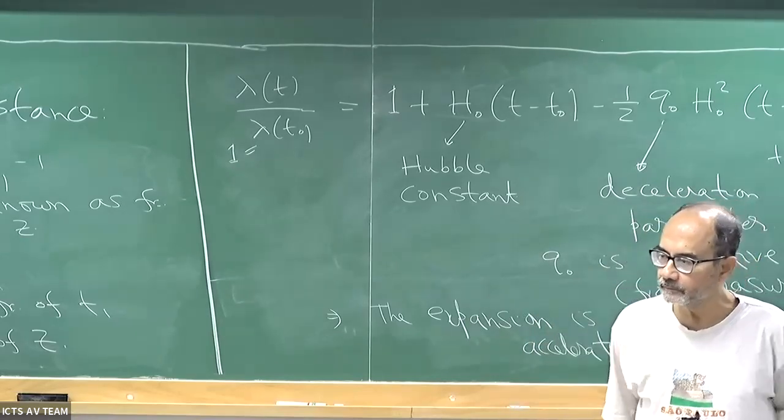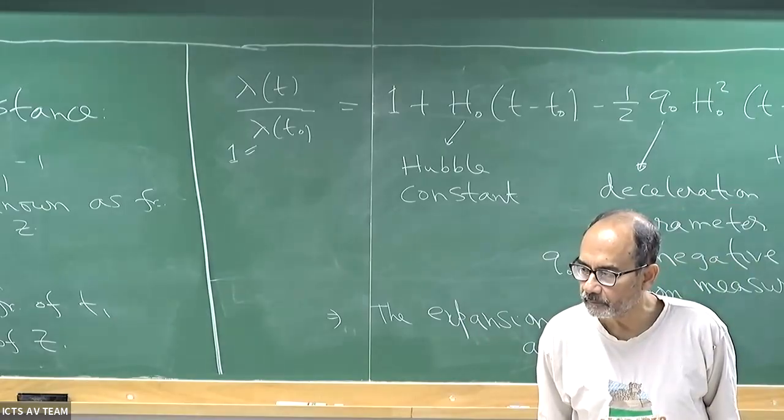Will those methods give us the co-moving distance and the proper distance to the object?